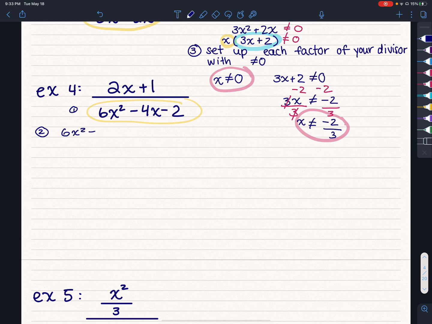In this case, we have a trinomial, 6x squared minus 4x minus 2. Since we have a trinomial, we need to use the product and sum method. Remember, this is our A, this is our B, this is our C. For product and sum, you need to start with A times C. That's going to give you 6 times negative 2, which is negative 12.